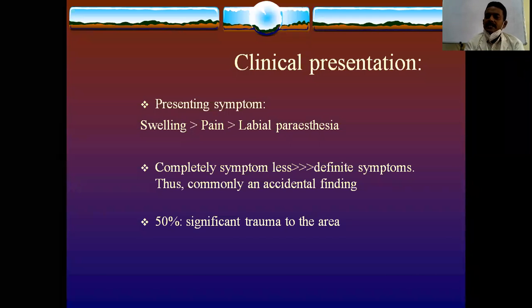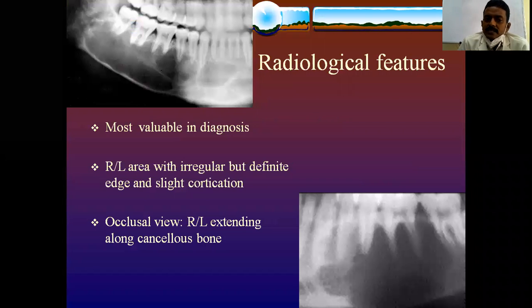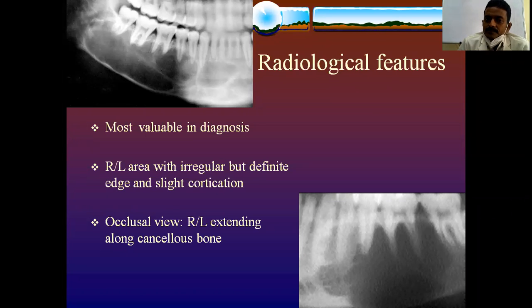Compared to this, there are very few symptoms. Thus, it is an accidental finding in a radiograph. There are very few symptoms, so the finding we can notice only in the radiographs. I think you can appreciate in this picture the radiolucent area with an irregular but definite edge and slight cortication. In the occlusal view, the radiolucent area extends along the cancellous bone.